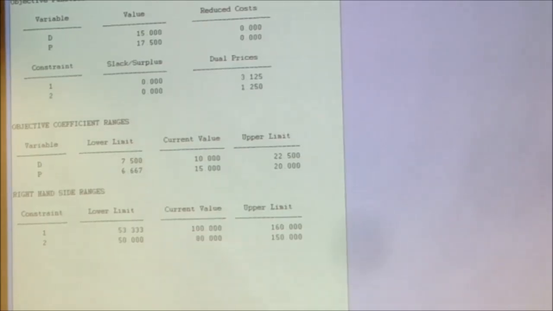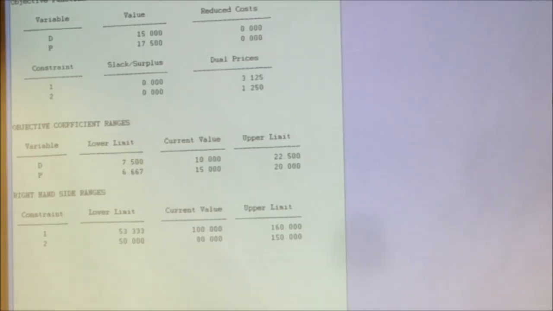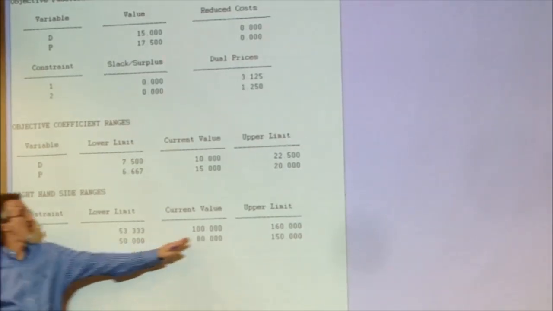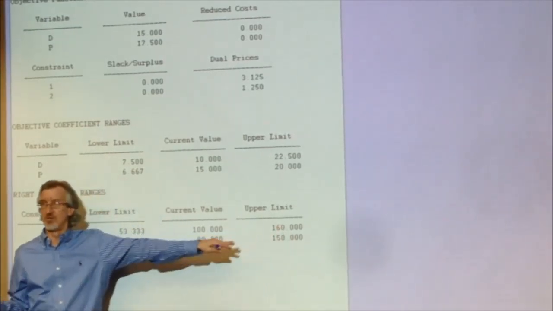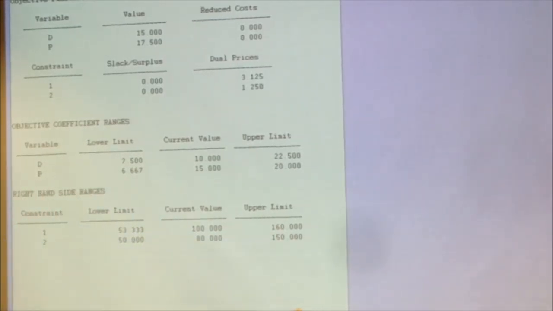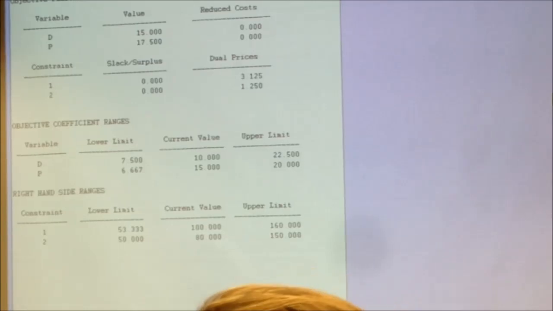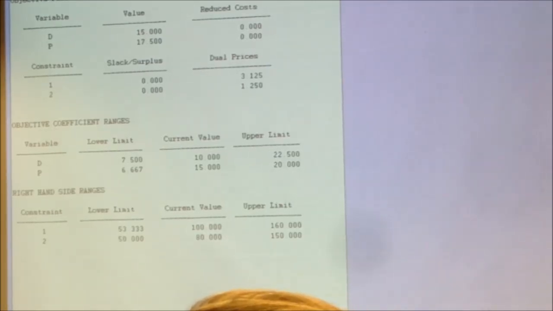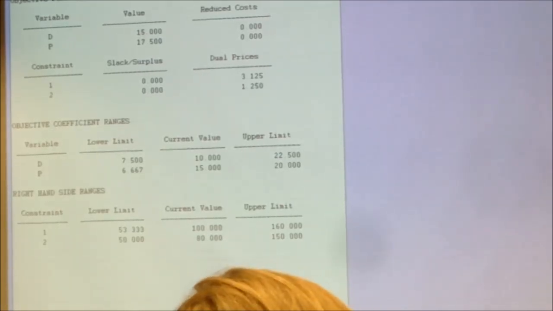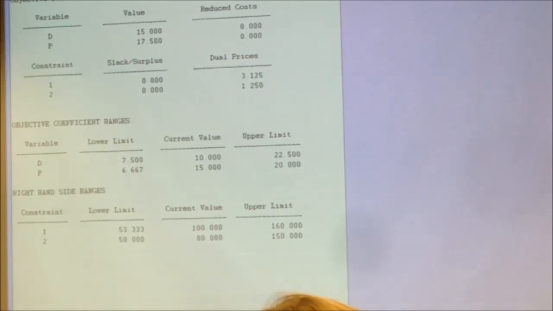First question is, will this extra 10 pounds affect the dual price? No. So the dual price is still valid. Takes us from 100 to 110, the upper limit is 160. Very good. Your answer's got to show that you looked at the upper limit. And you said the additional 10 pounds is within the upper limit, dual price is still valid. You've got to show that you looked and checked.